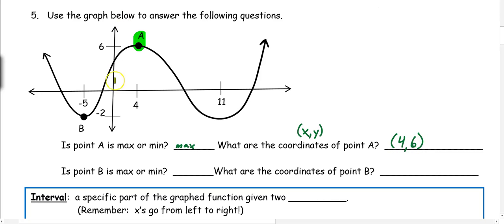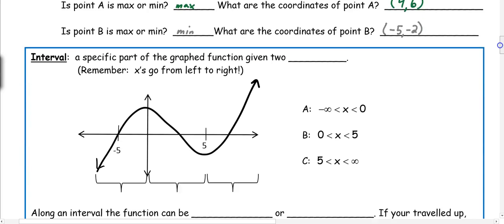When we look at point B, it is a lower point on the graph. And because it's a lower point, that is going to be a minimum. When I look at my coordinate, my x is -5, my y is -2. So the point would be (-5, -2).